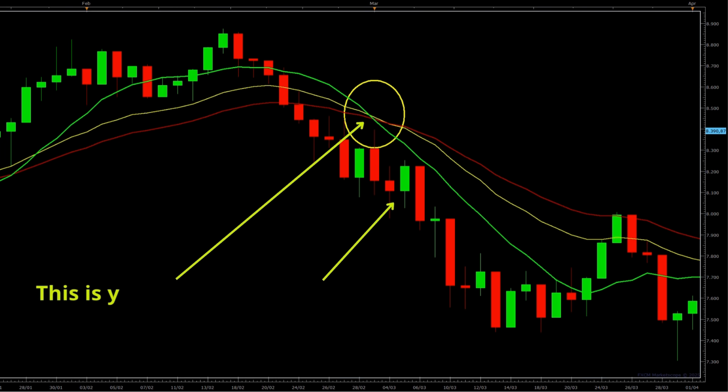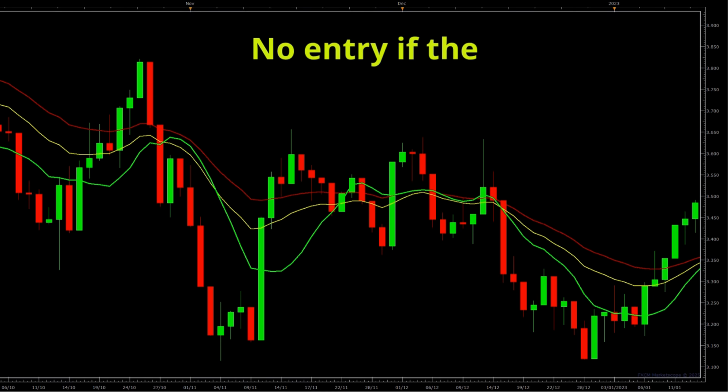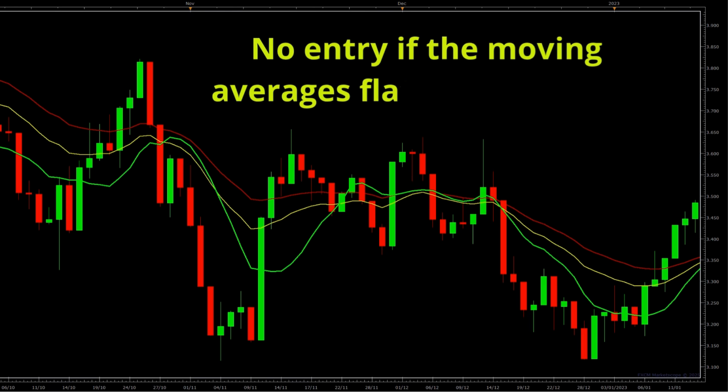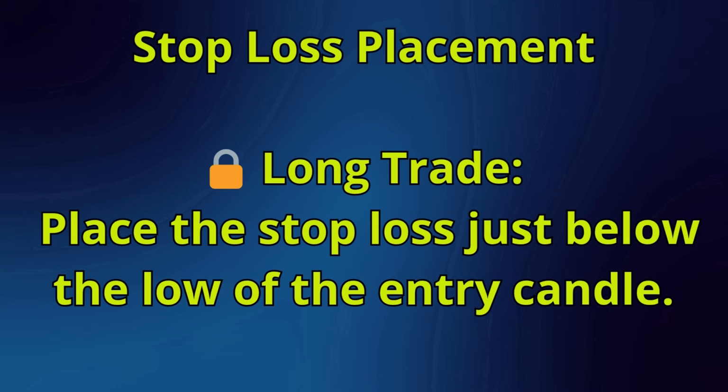Here's another look at our short pullback setup. The market breaks down, provides a small bounce against the trend, and then prepares to continue lower. This brief pause is our low-risk entry opportunity. And here again is a visual reminder of our critical filter. When the moving averages flatten out and lose their downward angle, there is no trend to follow. In this environment, we do not take any trades. Patience is key. Now, let's discuss the most important part of any trade: risk management.